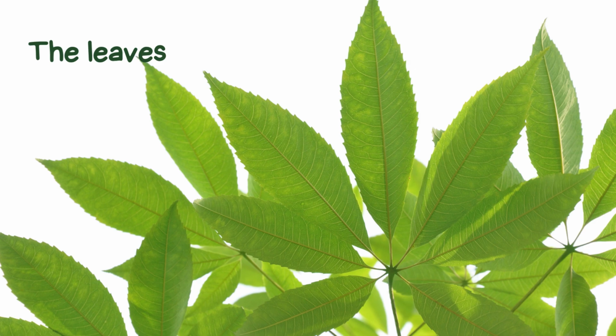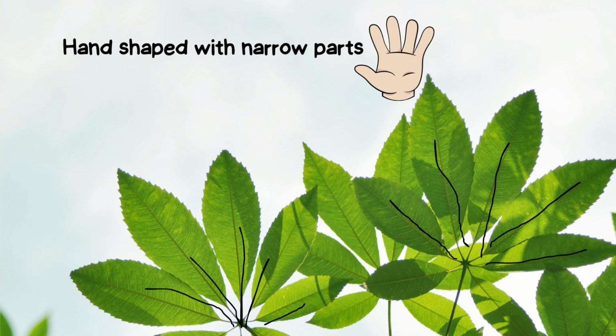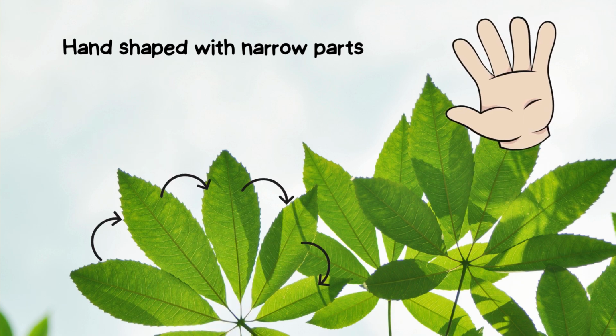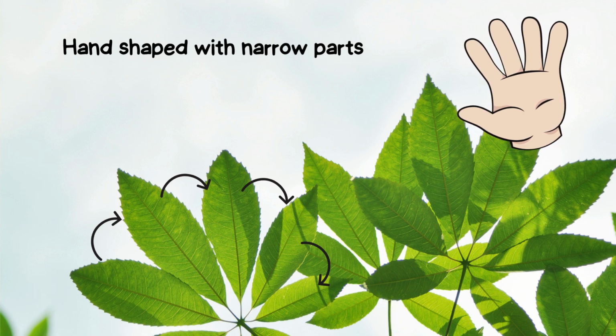First, we will start with the leaves. If you see the leaves, you will see they look like a hand. As you see here, they are hand-shaped with narrow parts. This is the shape of the leaves of the Kapok tree. They are arranged near each other and form a shape like a hand. So from here we said hand-shaped with narrow parts.